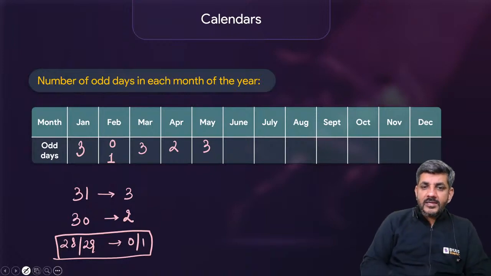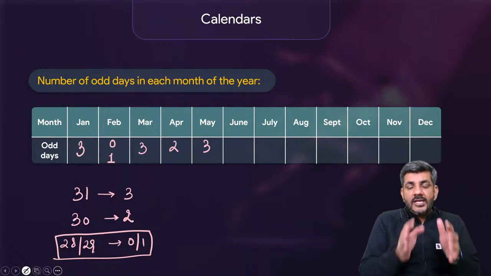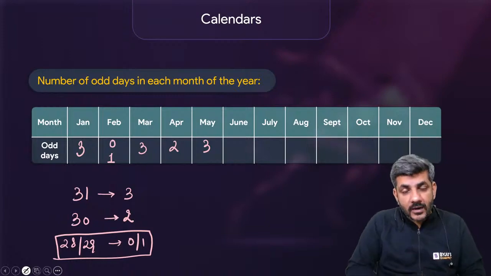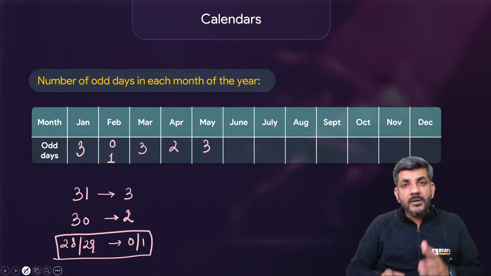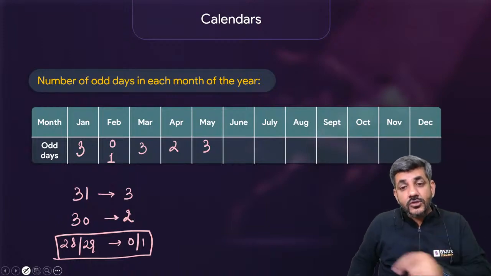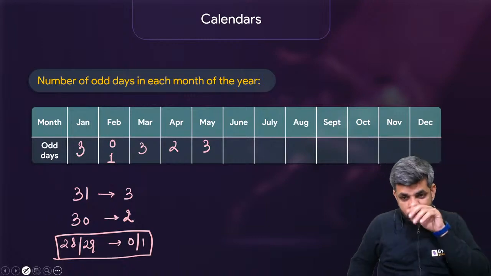Sir, how to find leap years in between a century? Vishal, just see, in a century, is the year which is divisible by 100, is that divisible by 400 or not? If it is divisible by 400, then you have 25 leap years in the century. If that year is not divisible by 400, then there are 24 leap years in the century.